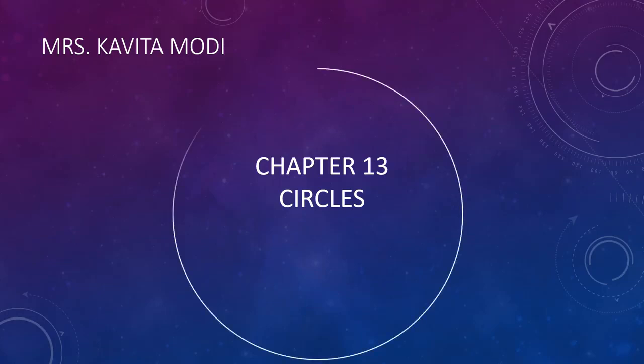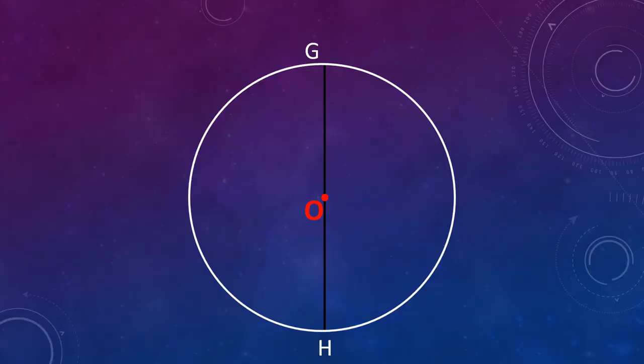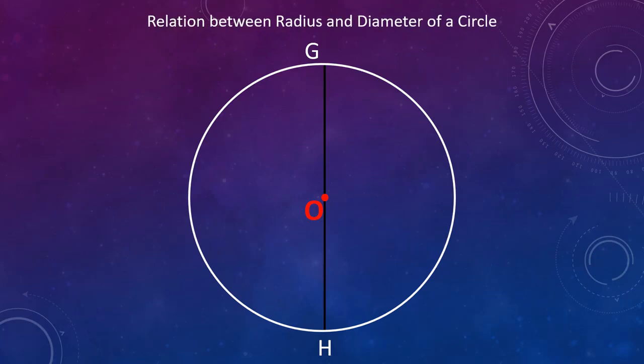Today we are going to continue lesson 13, circles. In this chapter, our topics are relation between radius and diameter of a circle and some examples. Today our topic is relation between radius and diameter of a circle.